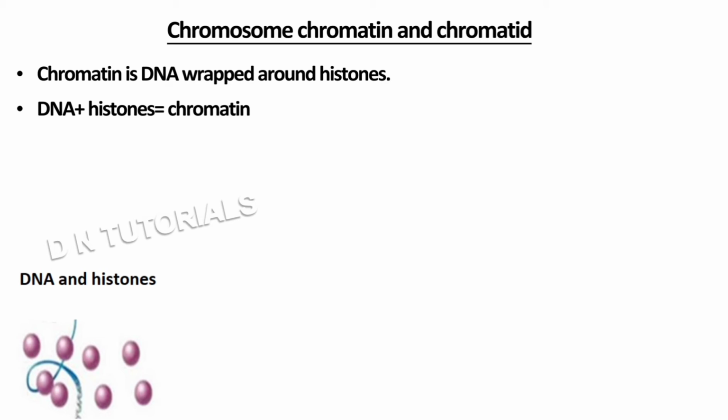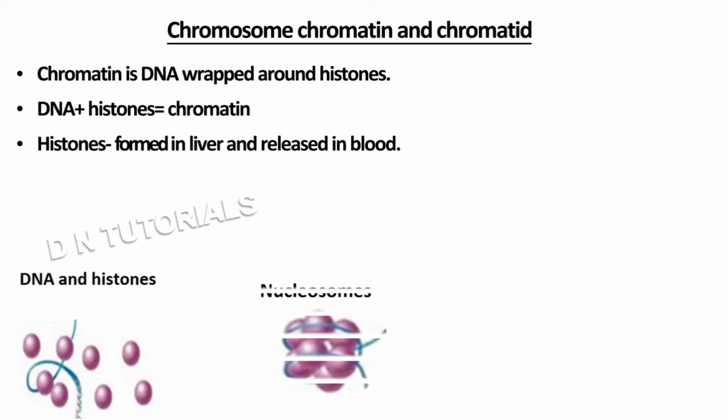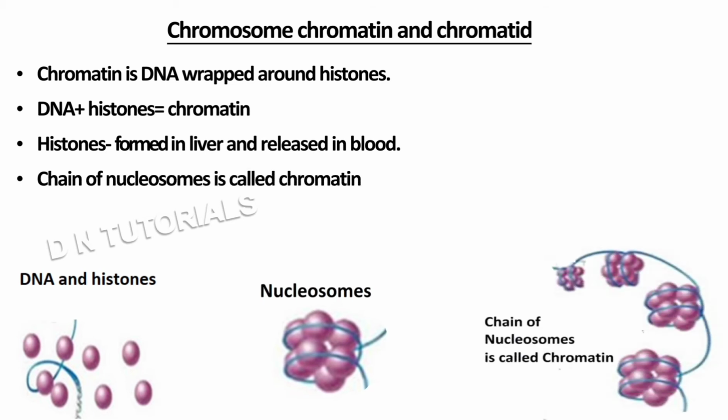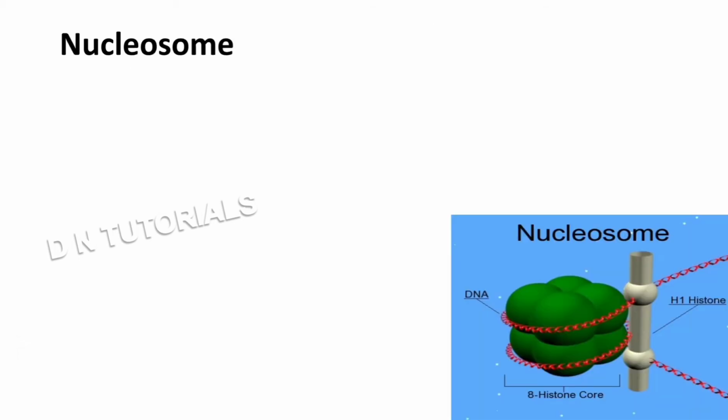Now let us understand step by step how they are going to be associated. Histones are formed in the liver and released in the blood. When these DNAs and the histones come together, they're going to form a structure which is called a nucleosome. And when these nucleosomes come together, they're going to form chromatin fiber. Right? So DNA plus histones is going to form the nucleosome, and a chain of nucleosomes will be called chromatin fibers. Right? Now let's understand about nucleosome in more detail.